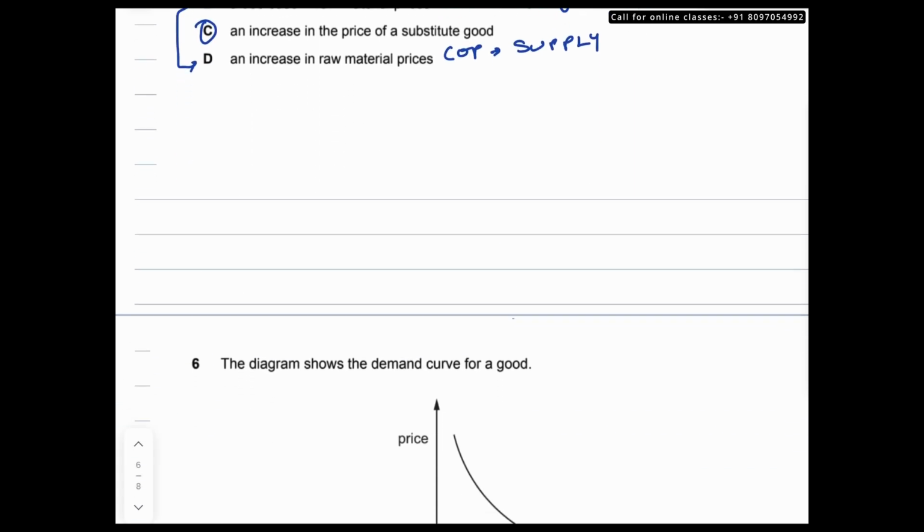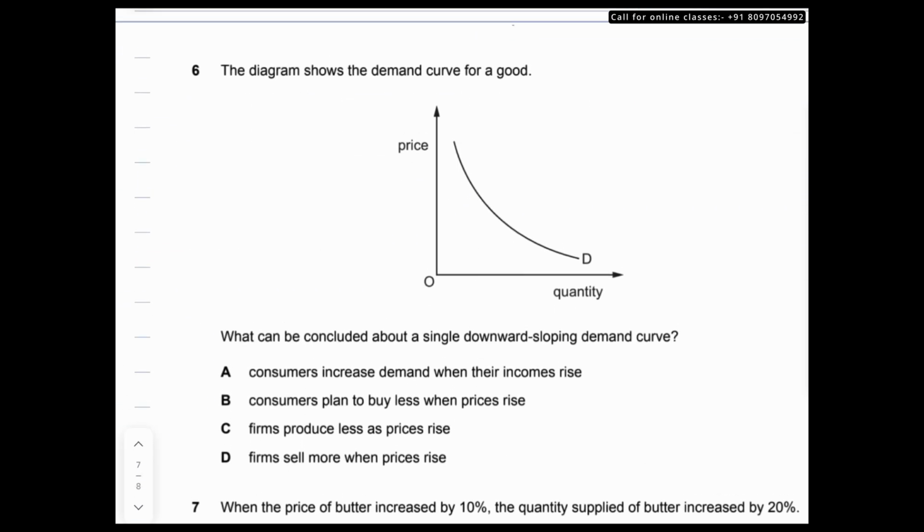Let's move on to question number 6. So question number 6 is showing the demand curve for a commodity. We have a downward sloping demand curve, price on the y-axis and quantity on the x-axis. Now what can be concluded about a single downward sloping demand curve? Ideally, when we talk about a downward sloping demand curve, it simply means that other factors being constant, as the price goes up, quantity demanded falls, and as the price falls, quantity demanded increases. That means there's an inverse relationship between price and quantity.